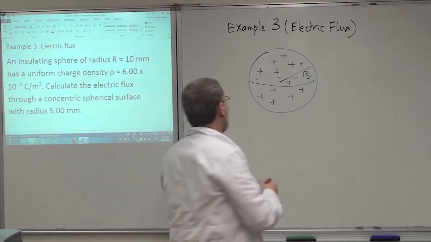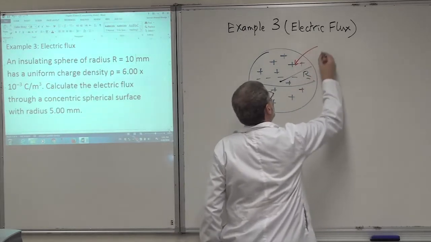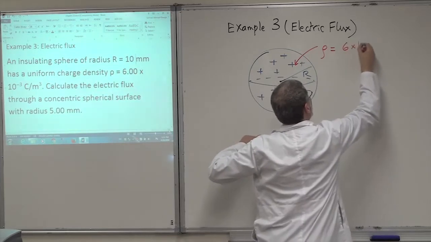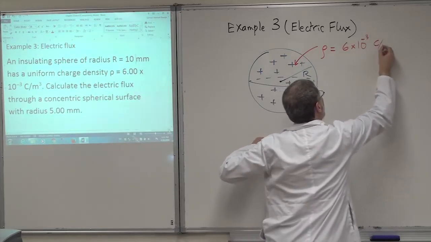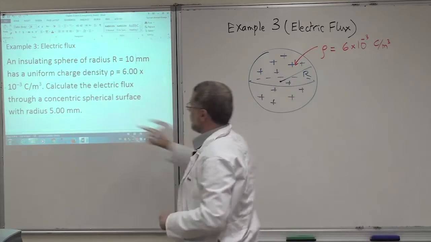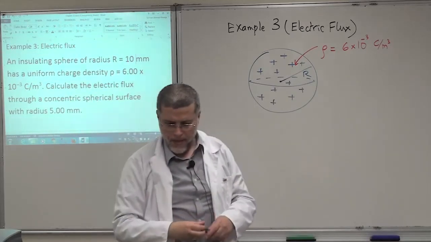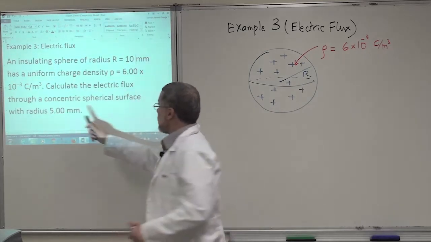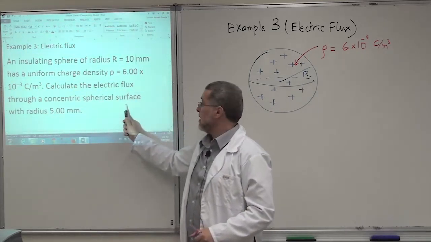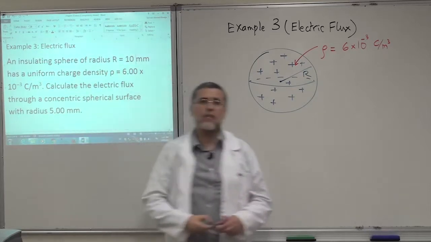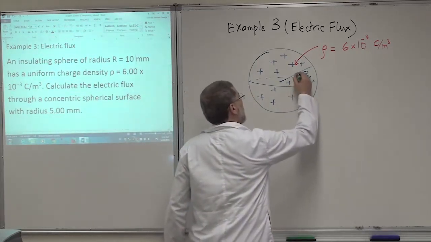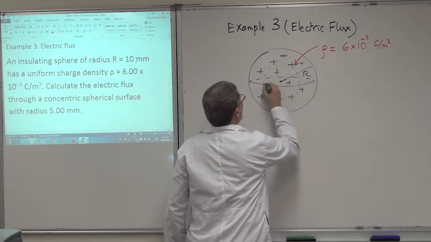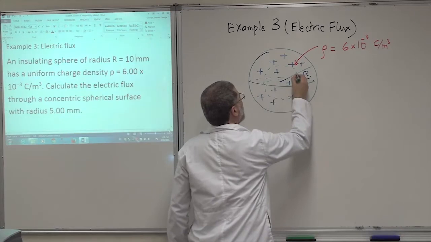That's our charge, and the charge density is rho, given to you as 6 times 10 to the power minus 3 coulomb per meter cubed. Now you want the flux through a concentric spherical surface of radius 5 millimeter, which will be here. So this is my surface. It's a Gaussian surface, the green one, I hope you can see it here.